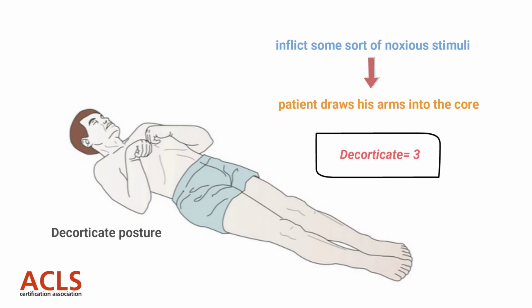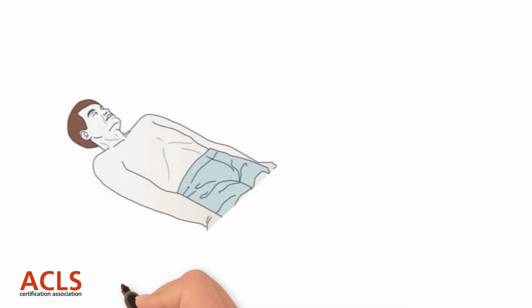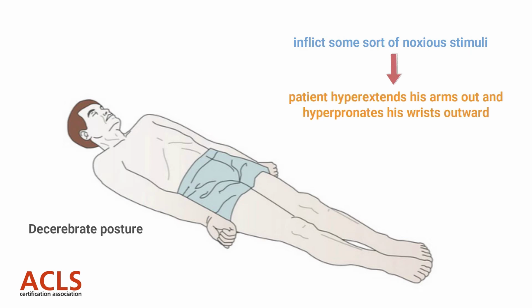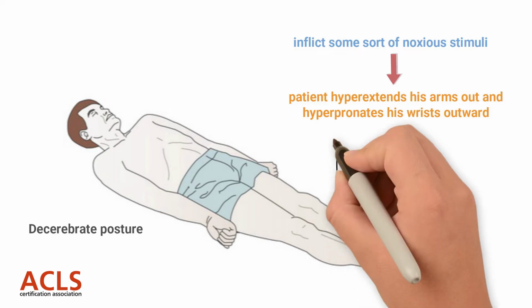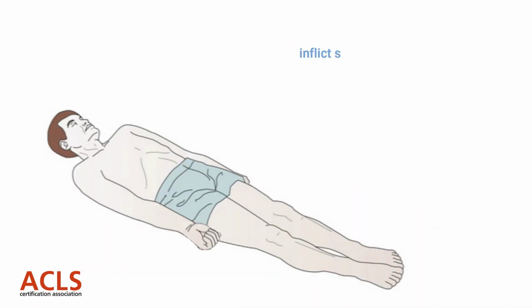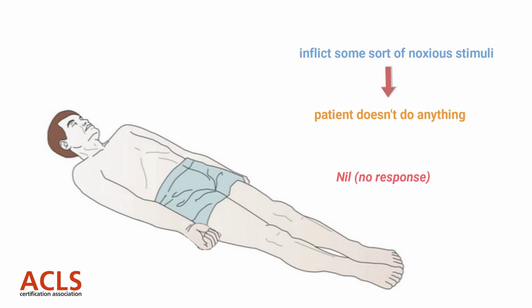The next level of response to that noxious stimuli would be decerebrate posturing. This is when the patient hyperextends their arms out and hyperpronates their wrists outward. So that's decerebrate, and that's worse than decorticate. Then finally, the patient that doesn't do anything in response to noxious stimuli gets a 1. So that's the lowest level.